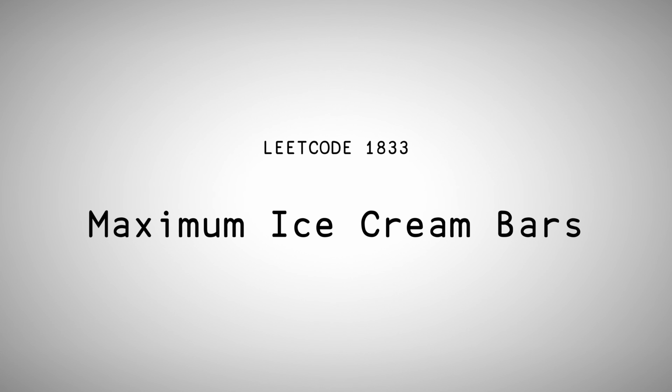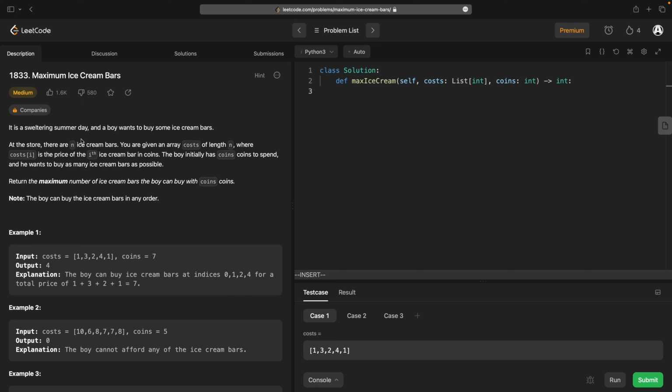Today we are doing the maximum ice cream bars problem. It is a sweltering summer day and a boy wants to buy some ice cream bars. At the store there are n ice cream bars. You are given an array costs of length n, where costs[i] is the price of the ith ice cream bar in coins. The boy initially has coins to spend, and he wants to buy as many ice cream bars as possible. Return the maximum number of ice cream bars that the boy can buy with coins. Note, the boy can buy the ice cream bars in any order.